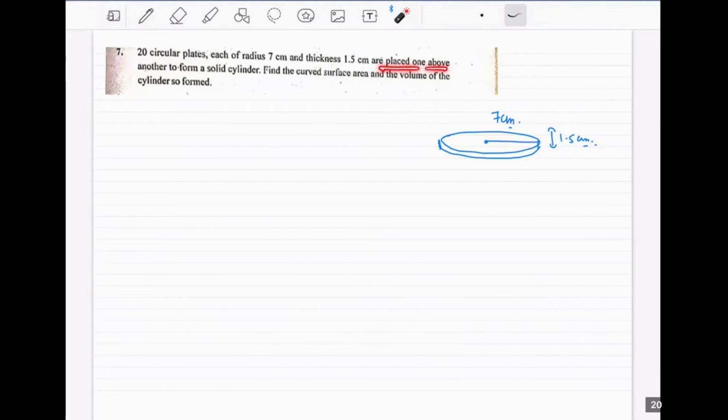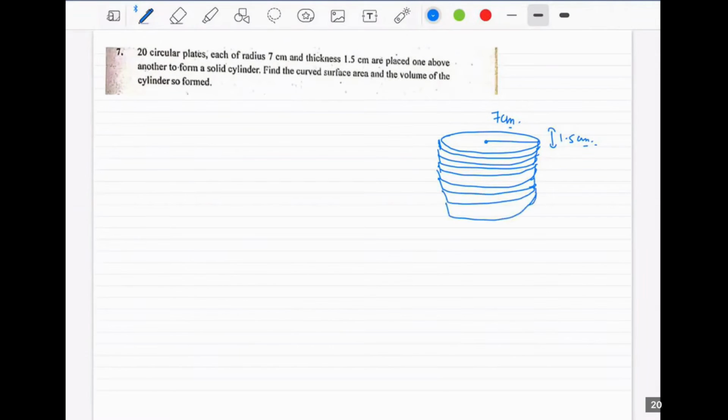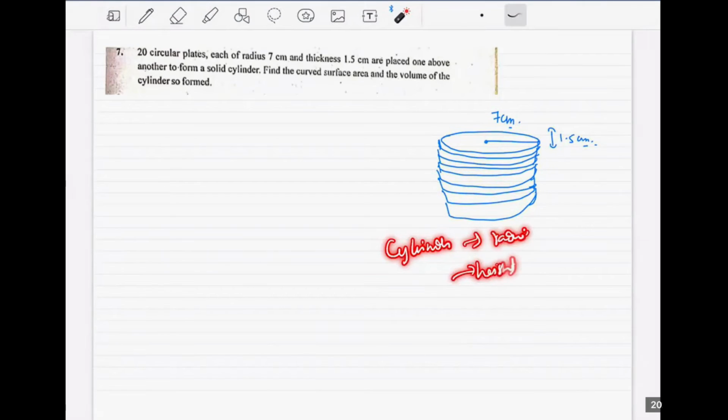They are placed one above another. So there are 20 circular plates. We have another plate right down below. 20 of them are stacked one on top of another. I'm not going to draw all the 20. What's the shape that we are getting then? If you put one plate on top of another, you get a cylinder, right? And when we have a cylinder, what we need is a radius and a height.